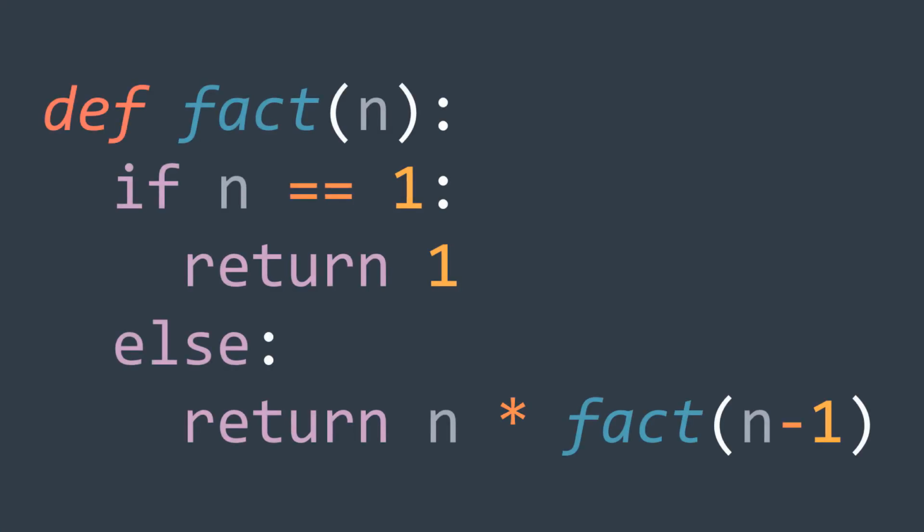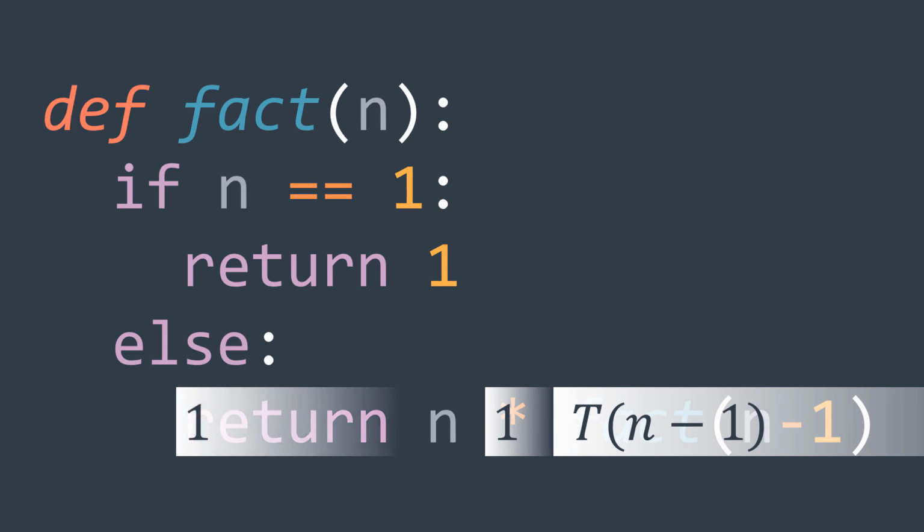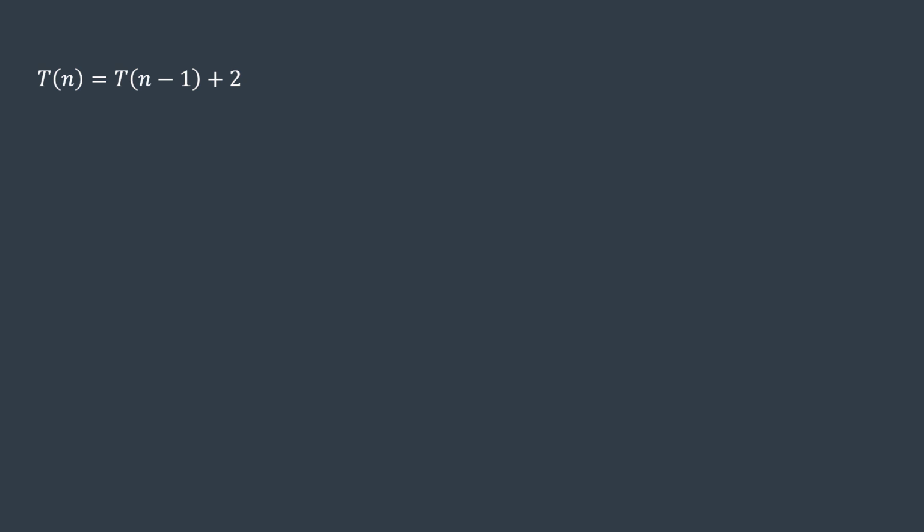You can see that in the recursive case, we are calling the recursive function again with n-1, then performing the multiplication and returning. So if we want to count the number of operations of fact of n, we first need to calculate the number of operations of fact of n-1. If we represent the number of operations of fact of n by t of n, we can say that t of n is equal to t of n-1 plus 2. 2 is a constant, so we can just write 1 instead.